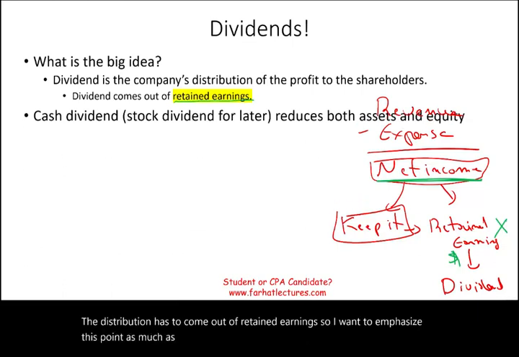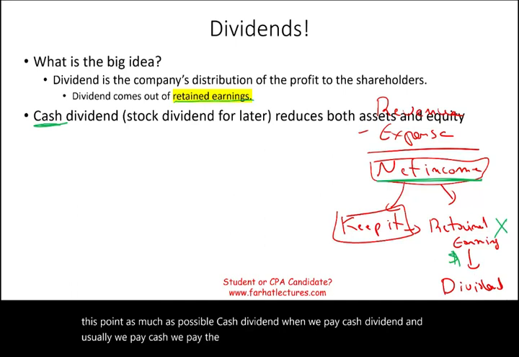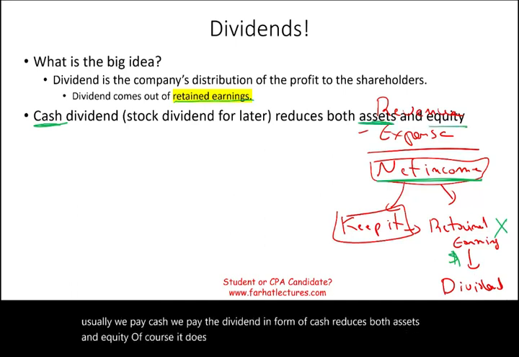Cash dividend, when we pay cash dividend, and usually we pay the dividend in form of cash, reduces both assets and equity. Of course, it does reduce assets because we're paying out money, cash. So it's going to reduce cash and reduce equity.